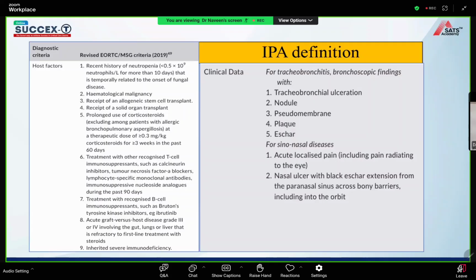I've already discussed the risk factors: neutropenia, malignancy, stem cell transplant, chronic steroid usage, or immunosuppressive therapy like chemotherapy, graft versus host disease grade 3 and 4, and severe immunodeficiency syndromes. When you suspect invasive pulmonary aspergillosis, the clinical data with positive findings include ulcers, nodules, pseudomembranes, scars in the trachea on bronchoscopy, or a sinus infection.